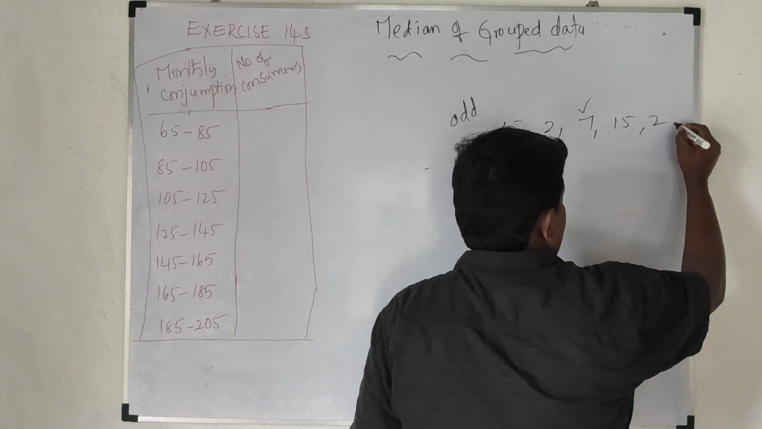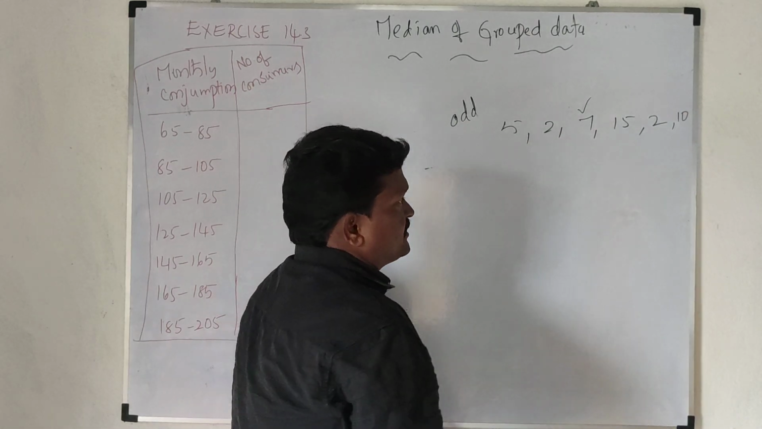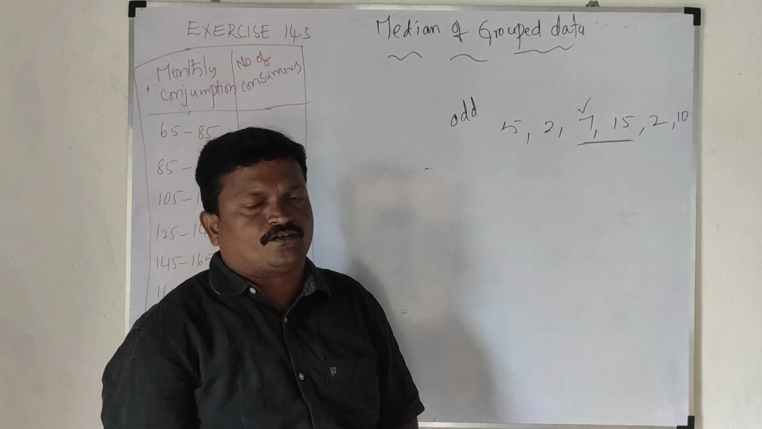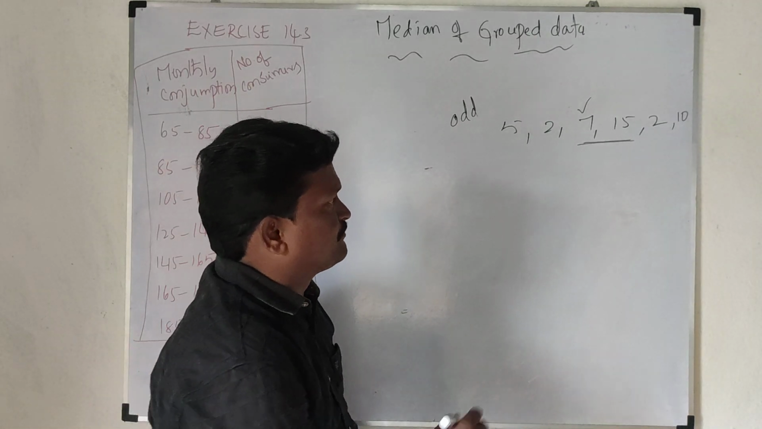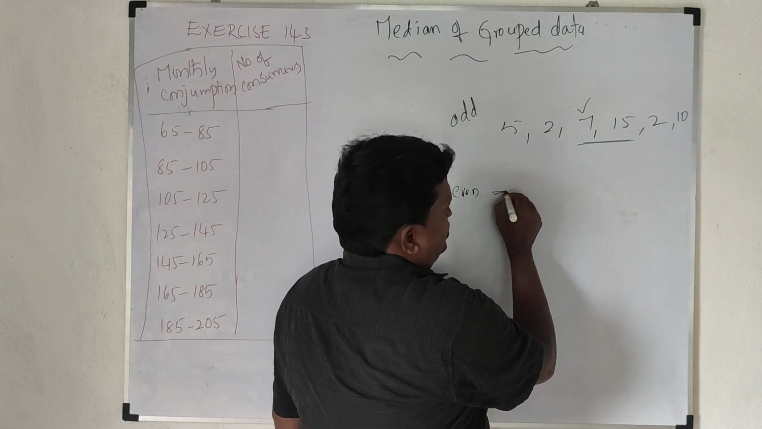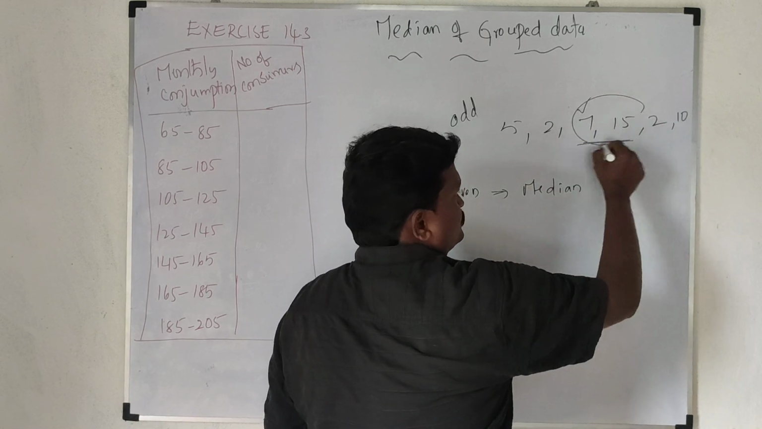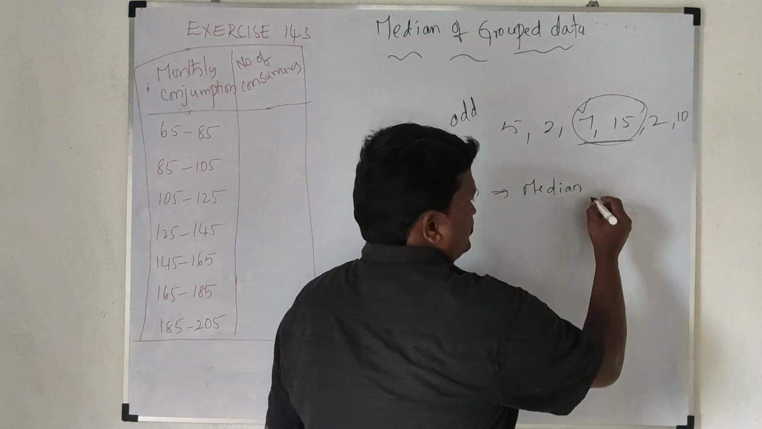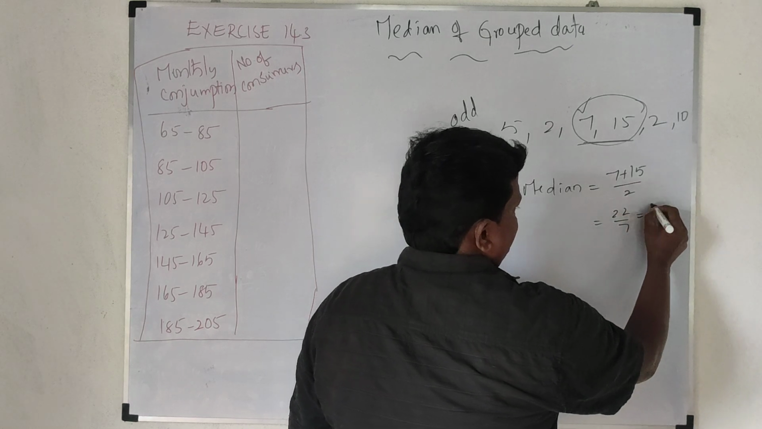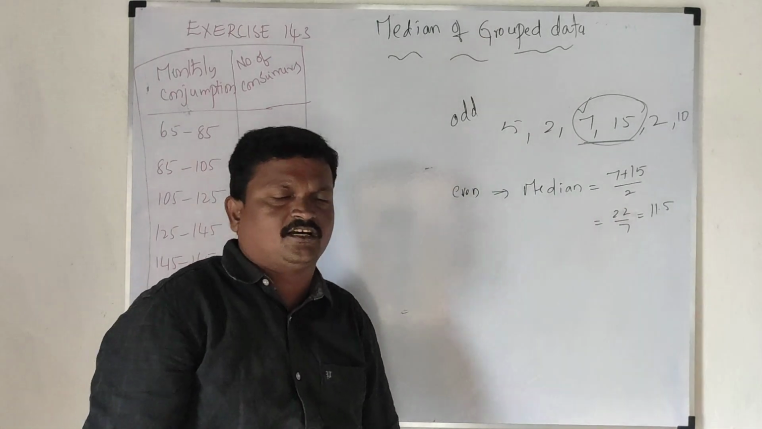But if there is an even number of observations, then there are two middlemost values. Then how can we take the median? When an even number of observations are there, the median is equal to the average of the two middlemost values. The average of two middlemost values, that is 7 plus 15 by 2, that is 22 by 2, that is 11.5. Like that we will find the median.